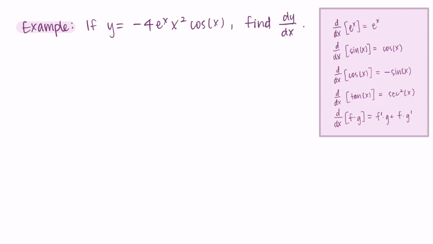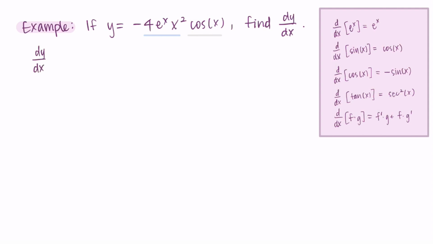I'm going to take negative 4 e to the x times x squared as my first function, which is being multiplied by my second function, cosine x. Then we're going to just apply the product rule the first time through and see where we end up. So my strategy is to just split this up into two pieces to begin with, and then we'll split it up again later when we need to.